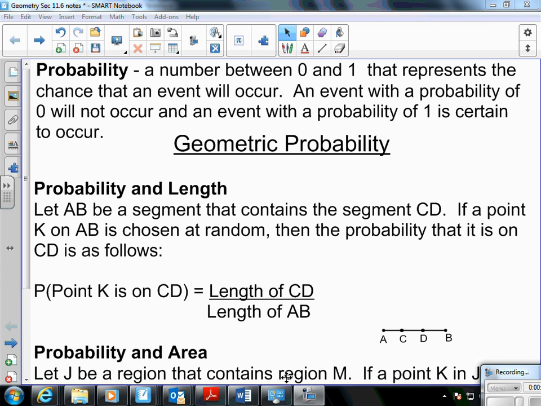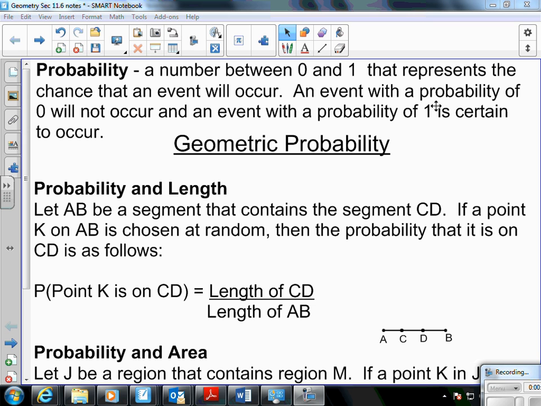Alright, so here we are looking at section 11.6, which is about geometric probability. Of course, if you don't know, probability is a number between 0 and 1 that represents the chance that an event will occur. Right, so somewhere between 0 and 1, some decimal fraction is going to determine what the chances are that some event is going to actually happen.